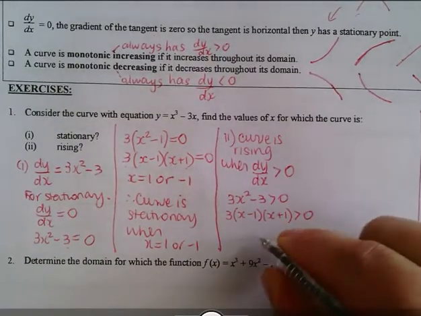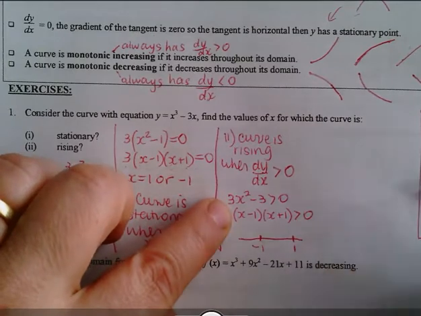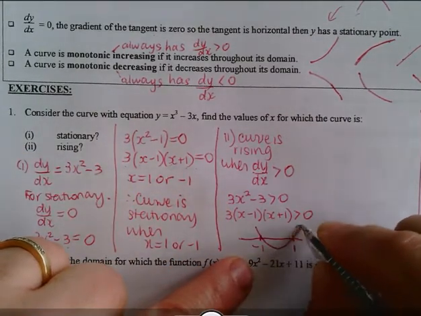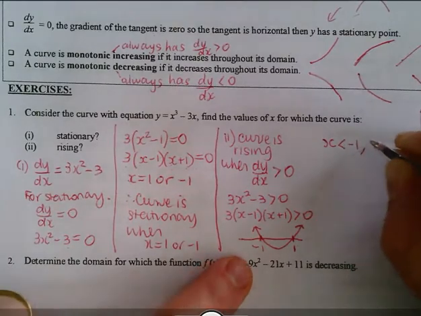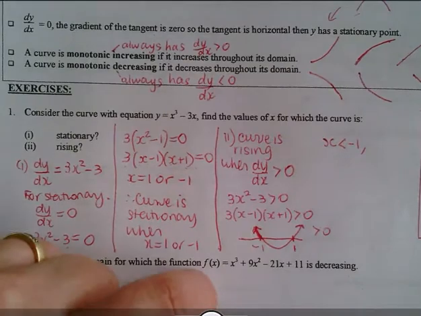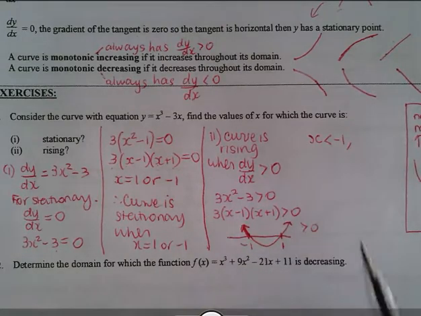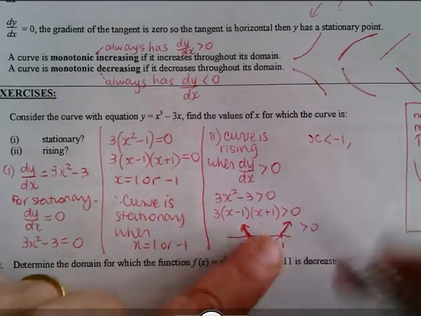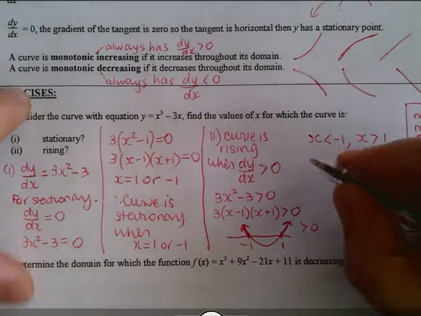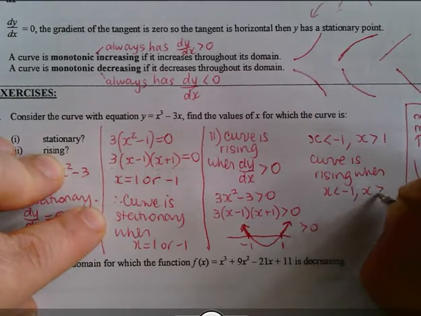So how do I sketch this? Don't worry about the 3, right? I plot 1 and negative 1. Is it concave up or down? And where is this curve greater than 0? So x is less than negative 1. So here, this is where the curve sits above. This is a quadratic because it's x squared, an inequality with a greater than or less than sign. The way you solve these is to factorize, sketch, and find the values of x for which this curve is above the x-axis. So it's x is less than -1, x is greater than 1. So therefore, that's when the curve is rising. Curve is rising when x is less than -1, x is greater than +1.